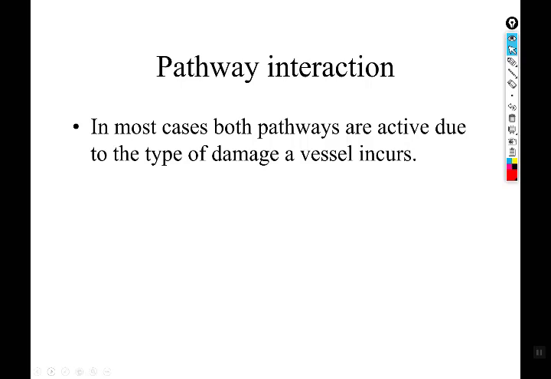So I mentioned this previously, but in most cases, both pathways are active due to the type of damage a vessel incurs. I'll say it one more time. If the endothelium is damaged, releasing tissue factor, that means that collagen fibers are going to be exposed, releasing factor 12. So both extrinsic and intrinsic pathways are activated simultaneously. Not always the case, but most often the case.